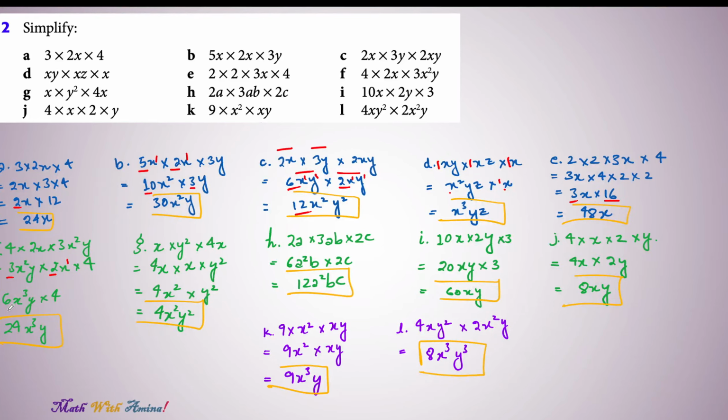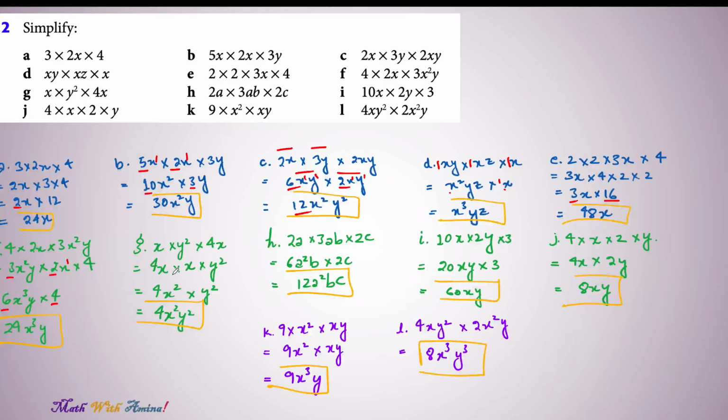So we will have the term, after the multiplication, as 6x cubed y multiplied by 4. So now again 6 gets multiplied with 4, so it will become 24. X cubed y will be written next to it as it is because we do not have any other variables to get it multiplied with. So this whole 6x cubed y gets multiplied with 4, giving us 24x cubed y as the final simplified expression.